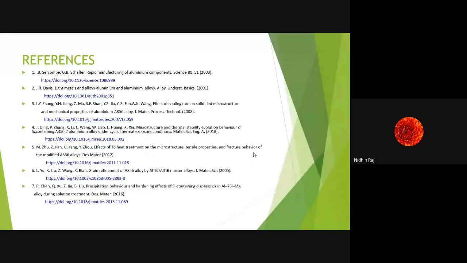Now, basically, this is the effect of different properties like hardness, microstructure, tensile strength, that is UTS, YS, as well as percentage elongation. All these things were studied during my doctoral research time itself, and I have published almost 5-6 papers in that area. So you can just Google and find those papers. My name is Dr. Nidhin.